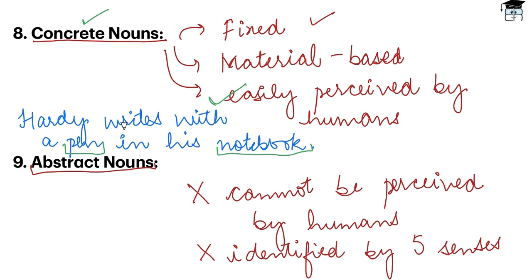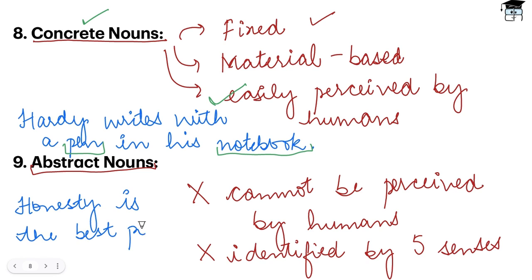Okay, an example of such a noun would be: honesty is the best policy. Now in this example, think about the word honesty. This word cannot be perceived by humans, right? Until and unless you put a practical use to this word, that is when you show honesty, only then can you understand its meaning. Otherwise, it cannot be touched, it cannot be seen, it cannot be felt until you utilize it in a practical purpose. So these nouns are known as abstract nouns. Okay students, I hope all of these 9 types of nouns are now clear to you.